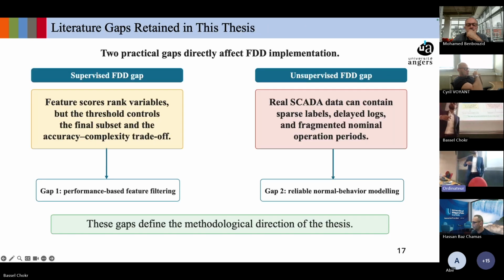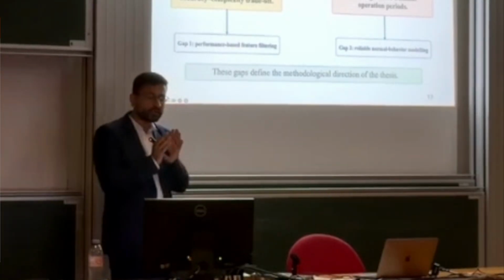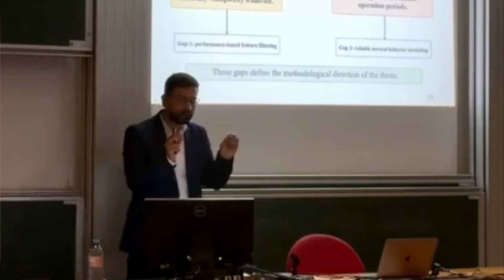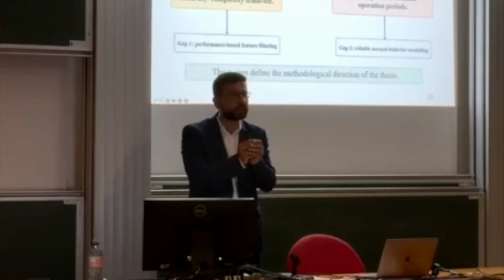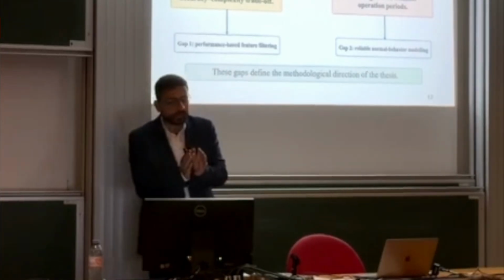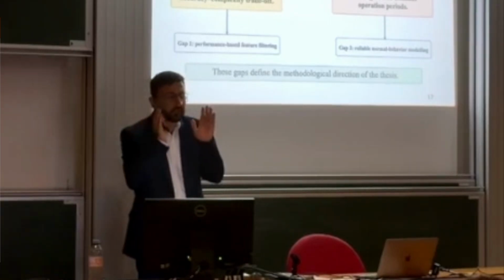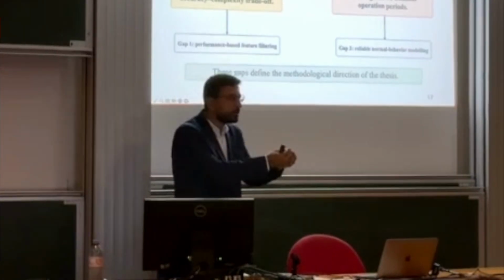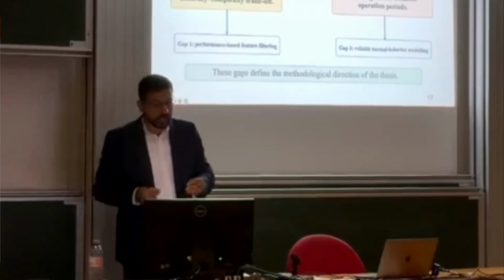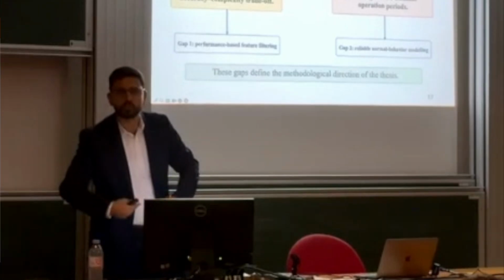So we are addressing two gaps. In the supervised FDD gap, feature scores rank variables, but the threshold controls the final subset and the accuracy-complexity trade-off. So the first gap will be performance-based feature filtering. The other gap is about using real SCADA data, which can contain sparse labels and fragmented normal operation periods. How can we have reliable normal behavior modeling? And these gaps define the methodological direction of the thesis, which we will discuss next.